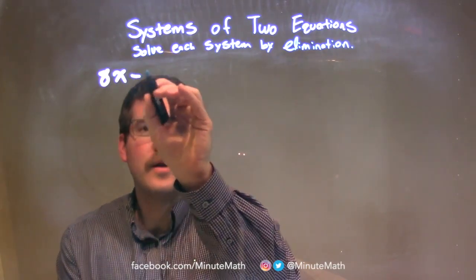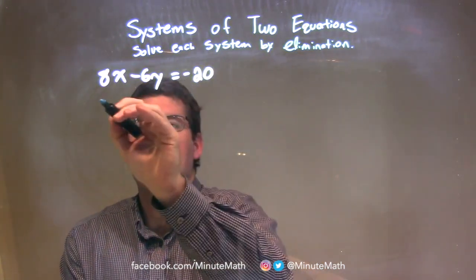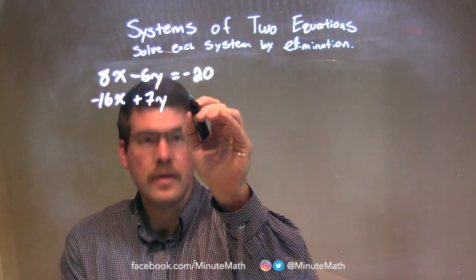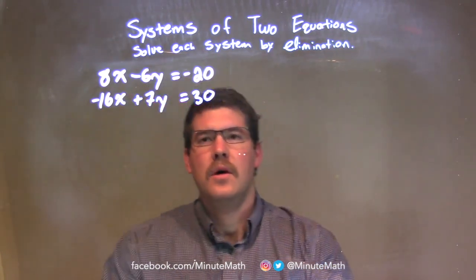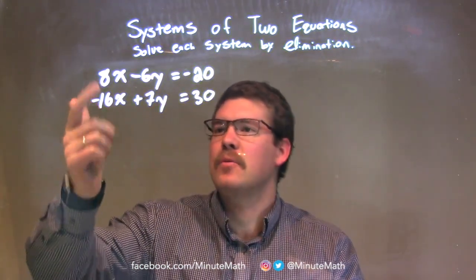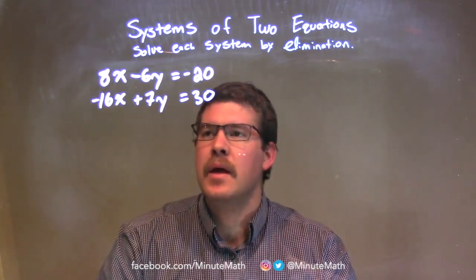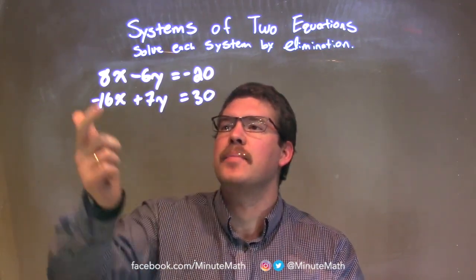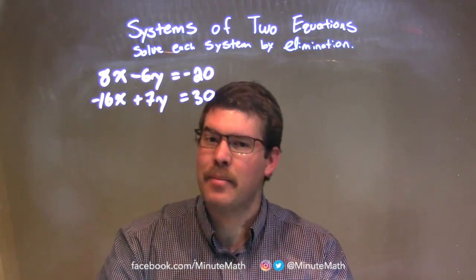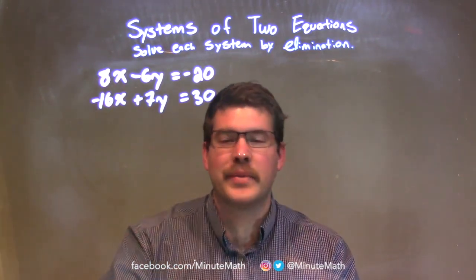X minus 6y equals negative 20, and negative 16x plus 7y equals 30. When solving with elimination, what I want to try to do is see if I can add or subtract the top and bottom equations to eliminate one of the variables. So I'm looking for opposites. I see 8x and negative 16x. If I multiply 8x by 2, I'd get a positive 16x, and I could add that to negative 16x, and that becomes 0. That's the ultimate goal there.